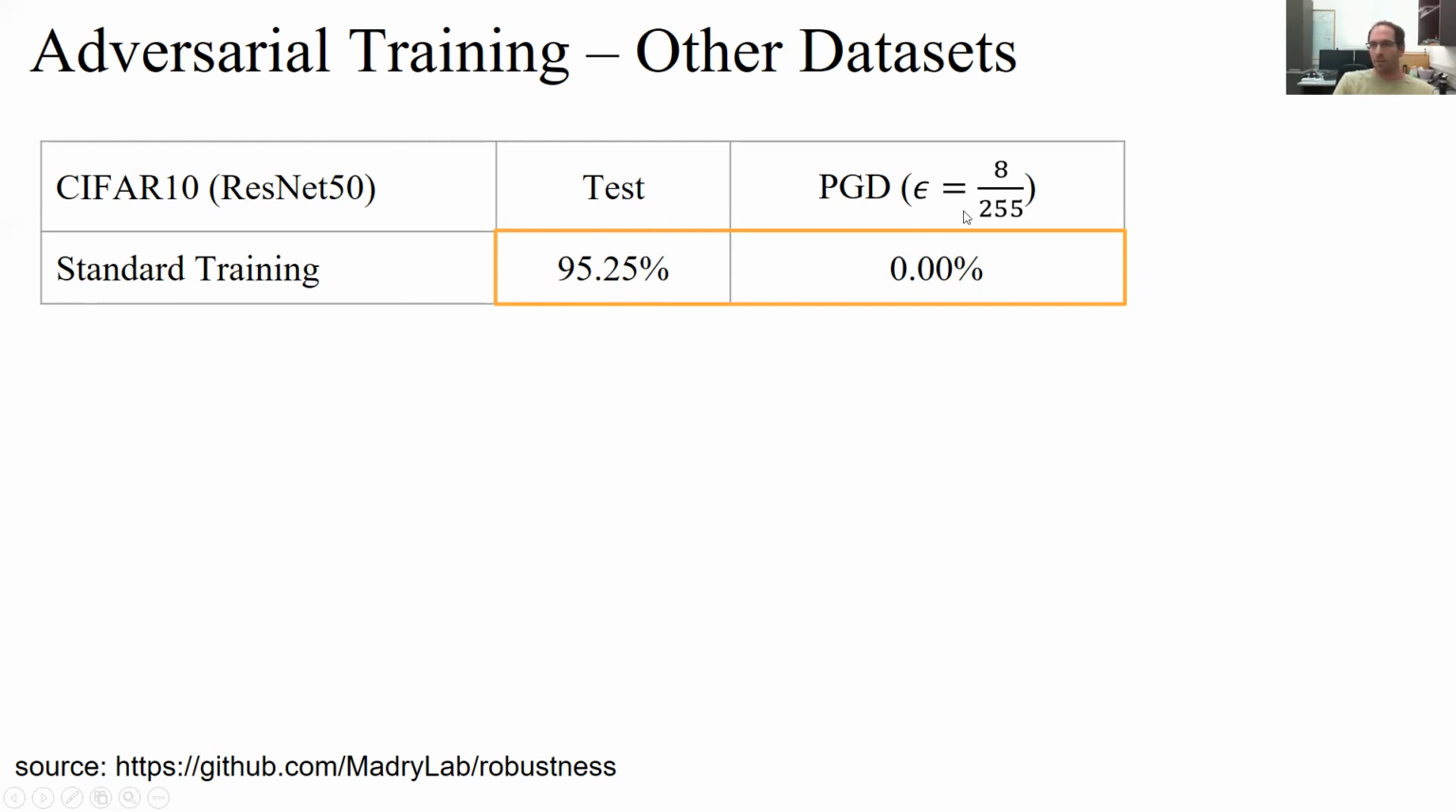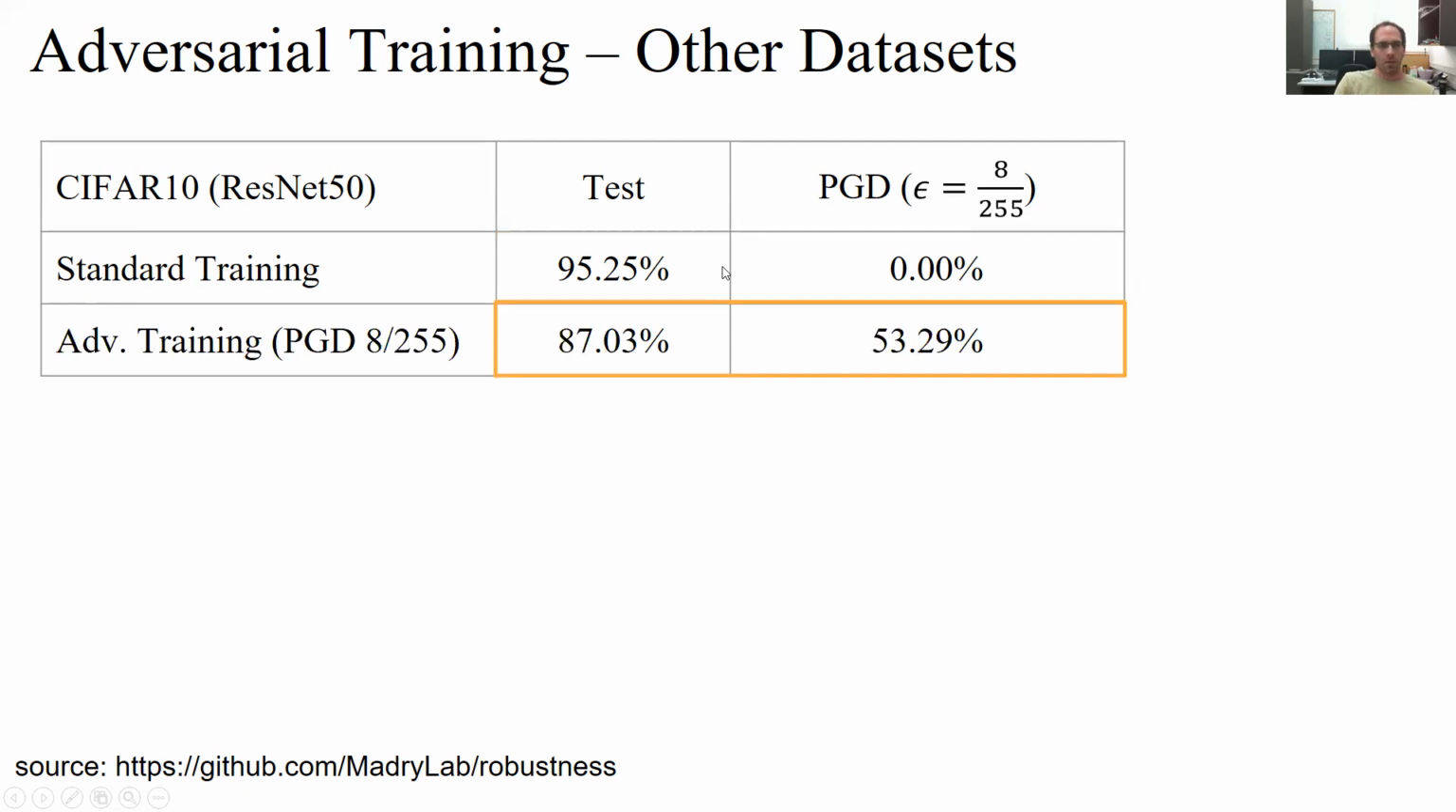PGD with a small epsilon, so each pixel here is now between 0 and 255. So an epsilon of a very small part of it would put you at basically 0%. So PGD would just destroy the accuracy of your network. And training using PGD, adversarially training, the test accuracy is reduced, but the robustness accuracy is quite good, but you see it's not as good as the test accuracy.